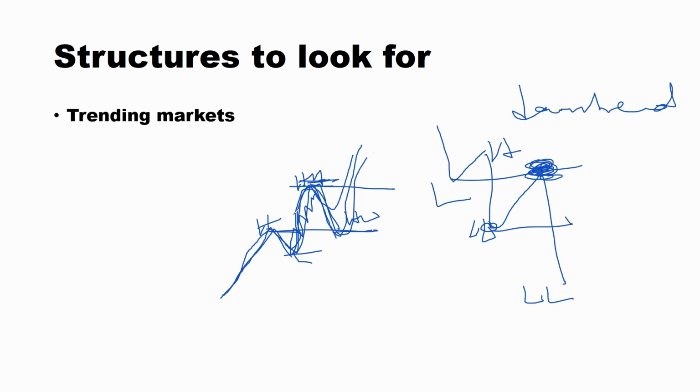So one of the structures you're going to be looking out for are trending markets. So you have to first identify, where is the market trending? Is it trending upwards or is it trending downwards?